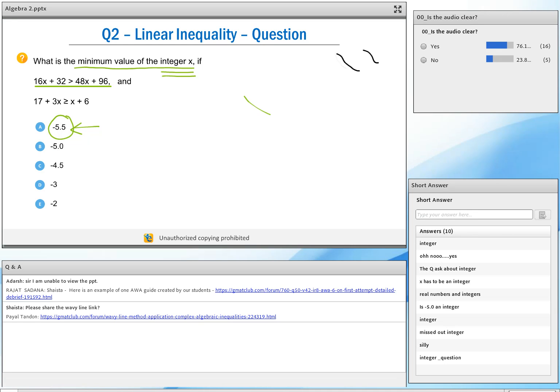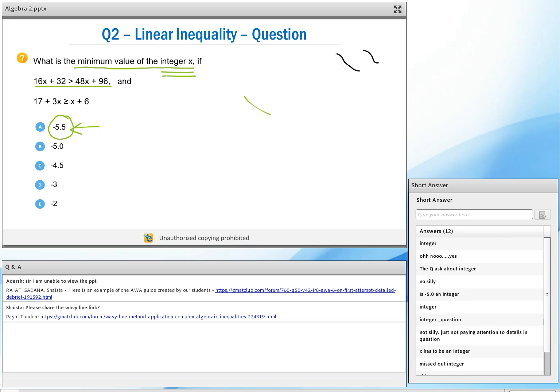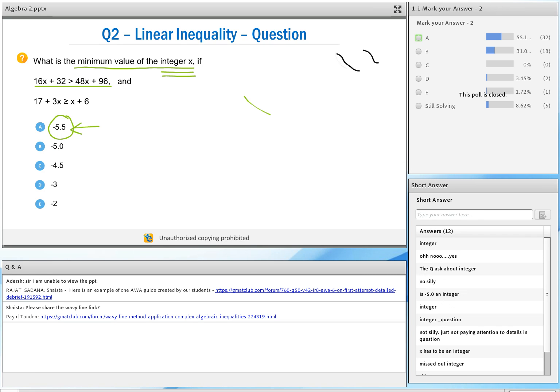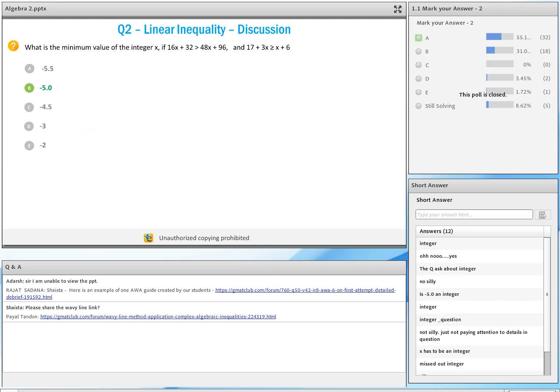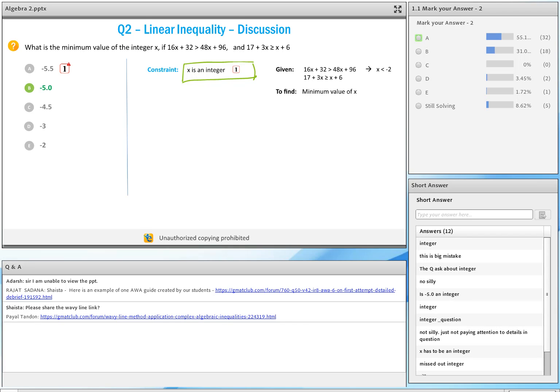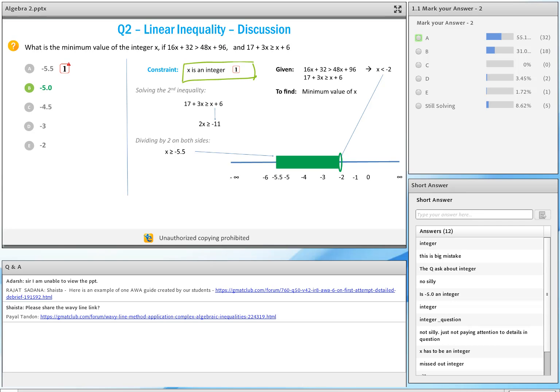Okay, that needs to change going forward. This is not a silly mistake. This is a mistake that you have made because you have not identified the constraints that are given to you. The constraint that's given to you is x is an integer, and you did not focus on this constraint. And this is a very, very important process skill. Identifying constraints is a very, very important process skill. So I want you guys to make a note of that and make sure that every time you read a quant question, you make a note of the constraints that are given to you in the question.